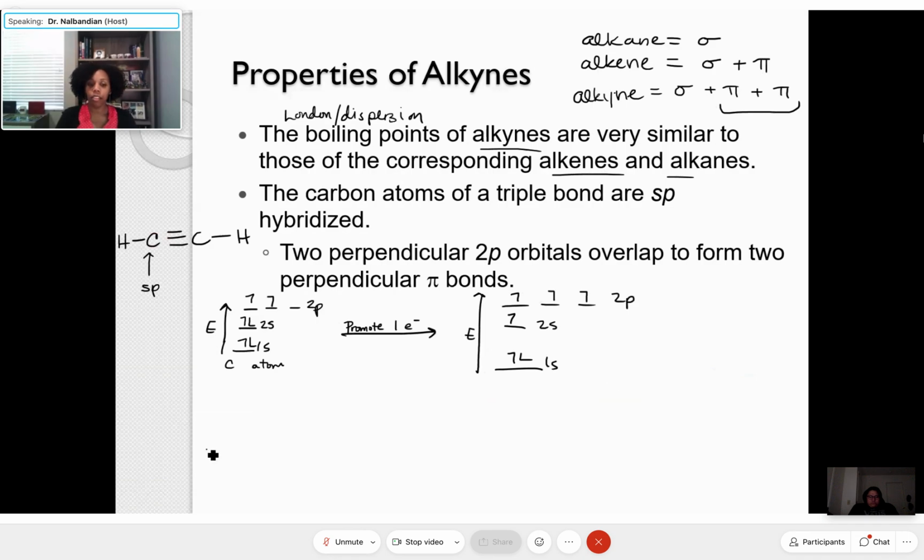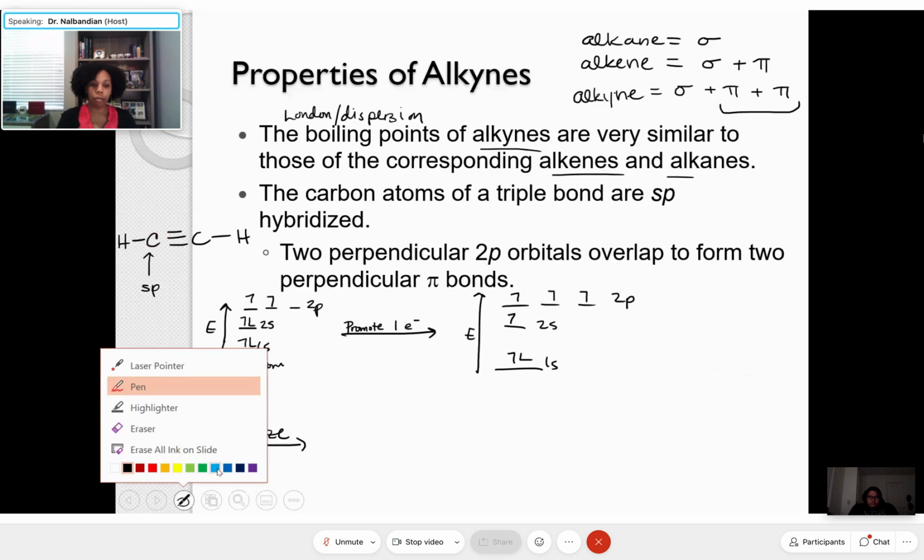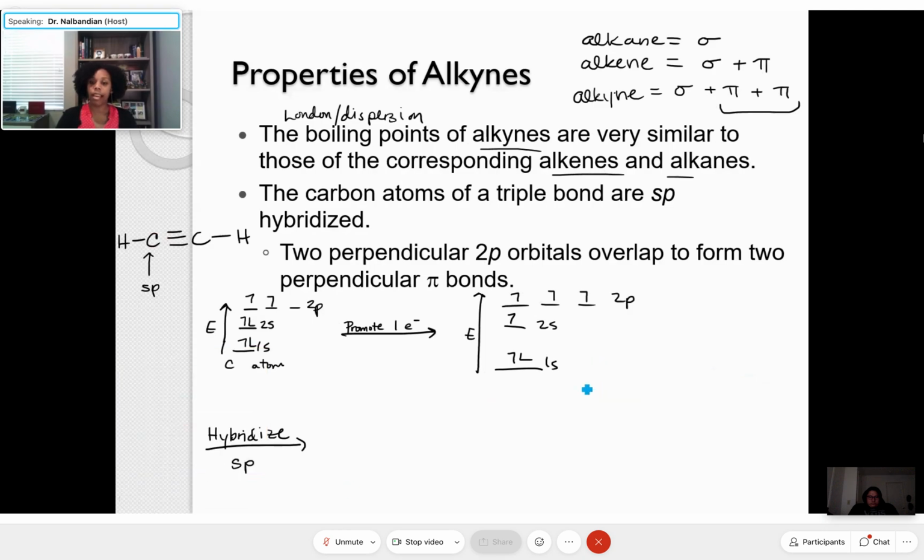From here, this is what we start off with to hybridize. So we did the same thing when we were doing sp3, sp2, and now we're doing it for sp. So how many s orbitals, how many p orbitals do we need in order to make sp? It's 1 part s and 1 part p. Nothing happens to 1s, and nothing happens to these other 2p orbitals. Keep those the same.